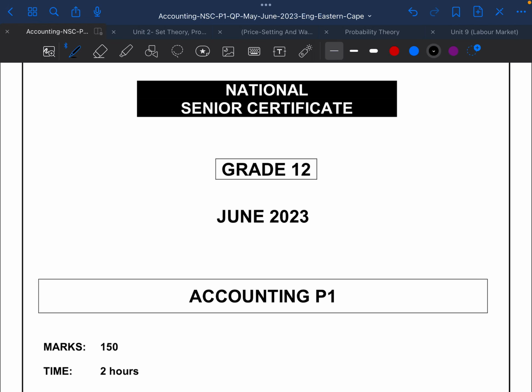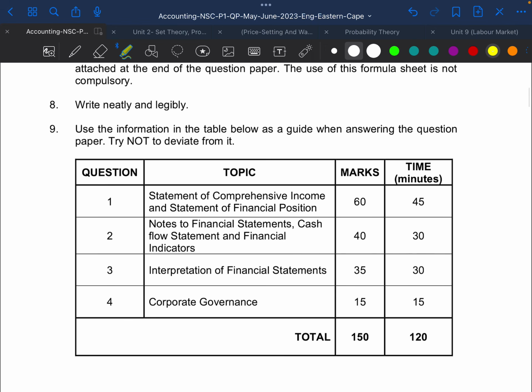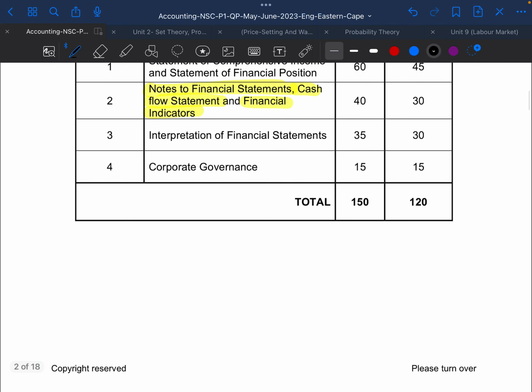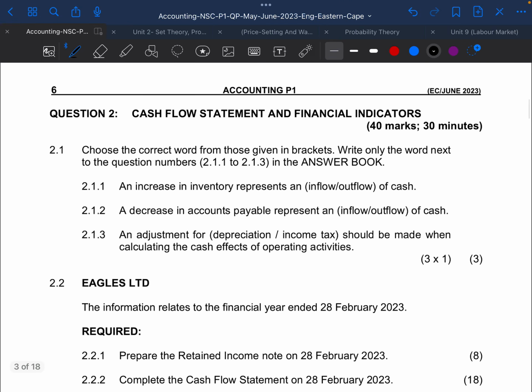In this video, we are looking at June 2023 accounting paper 1 matric. We'll be specifically focusing on question 2 of the paper, which is your notes to financial statements, cash flow statements, and the financial indicators associated with such. Okay, so just without further ado, let's get into the questions.